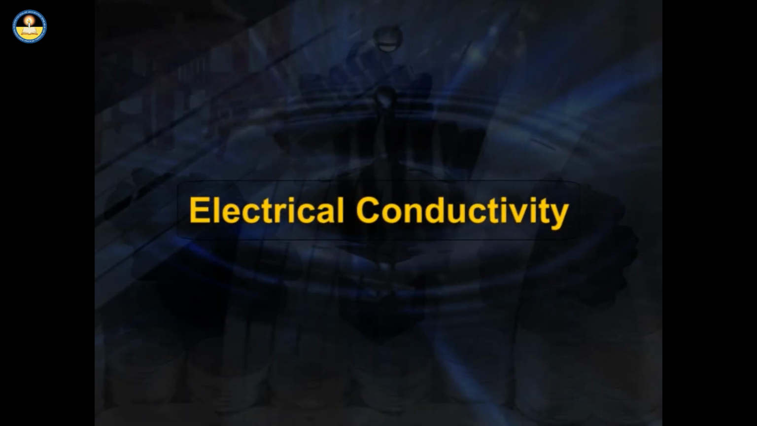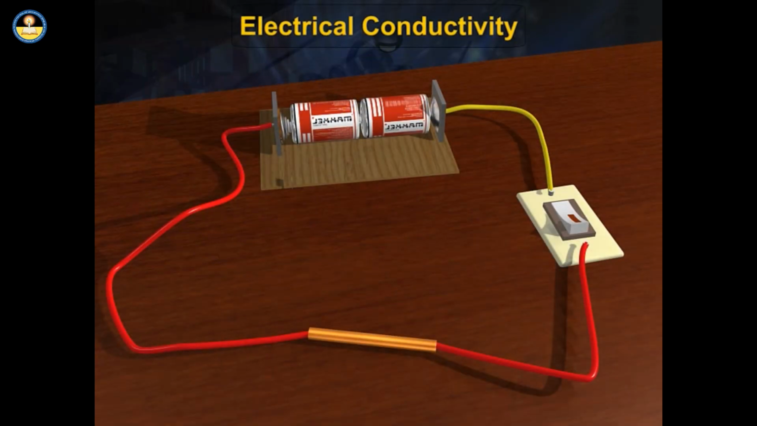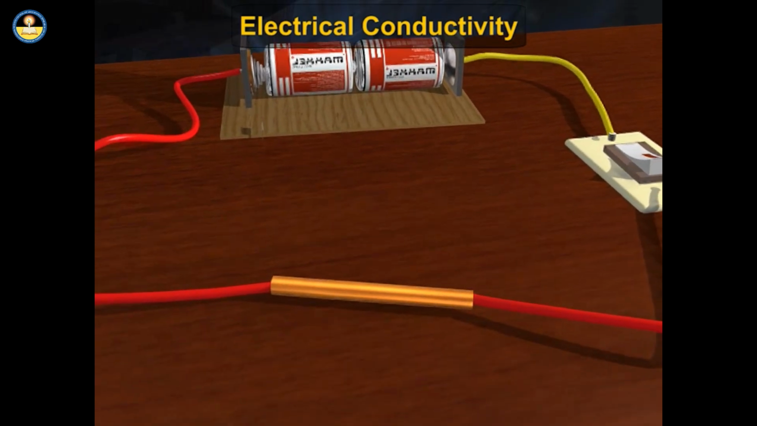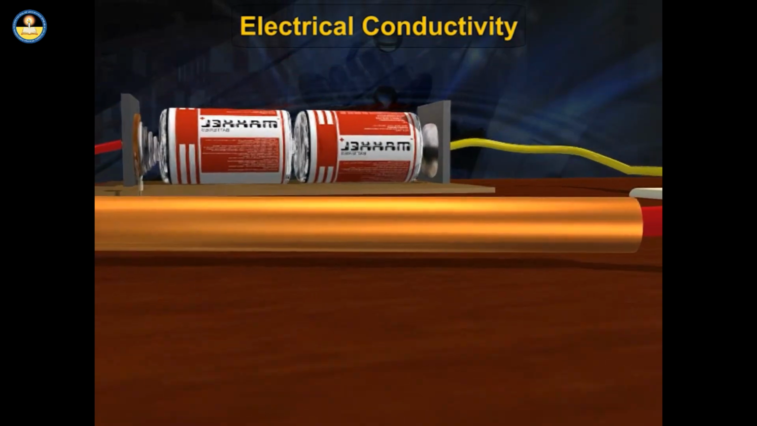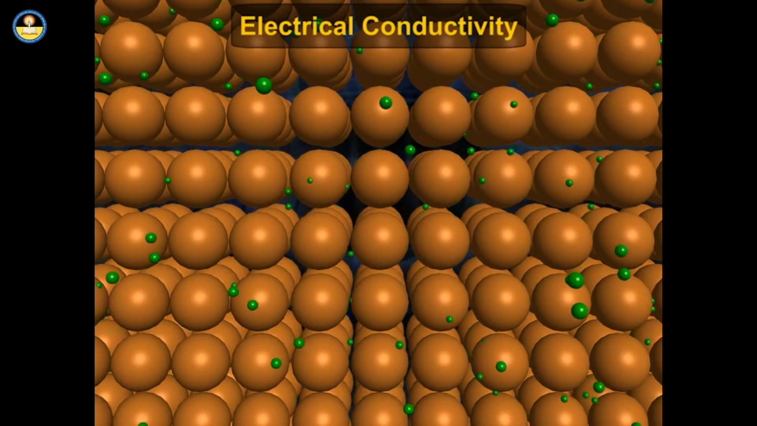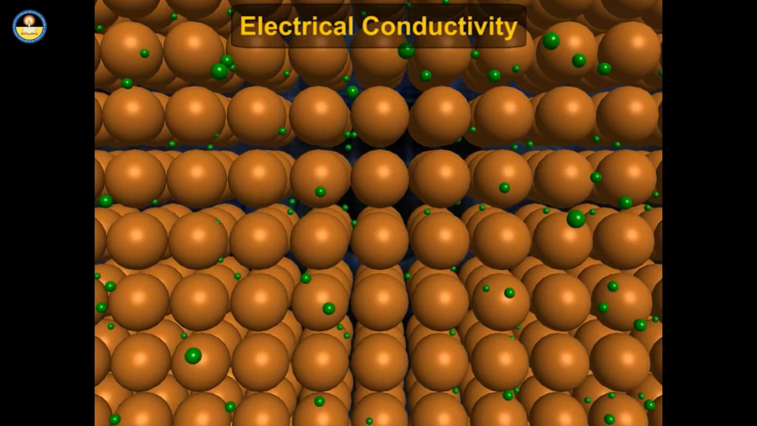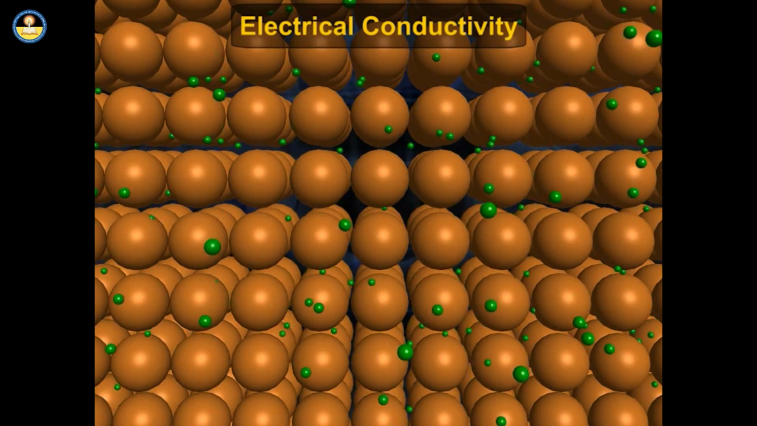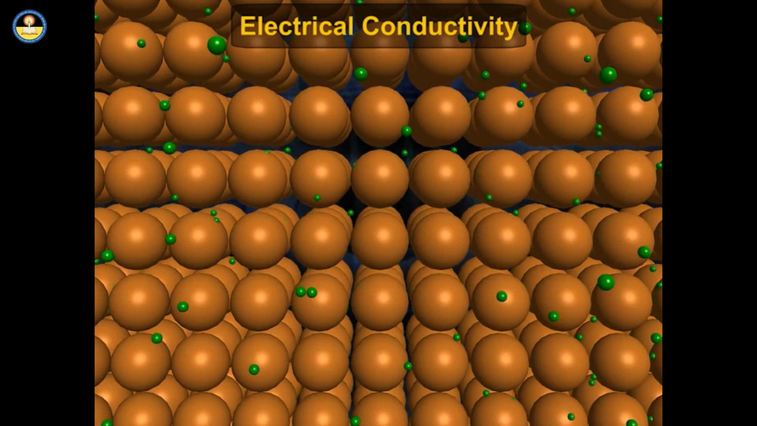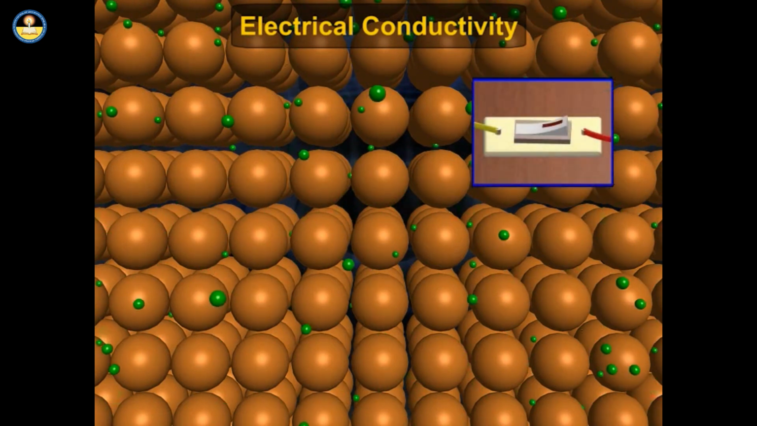Electrical conductivity. The animation here shows the electrical conductivity of metals. A copper wire is taken. Let us have a look at what actually happens inside a copper wire. Nucleus with completely filled shells of copper atoms is depicted as brown balls. Green color depicts free electrons. These electrons are free to move.